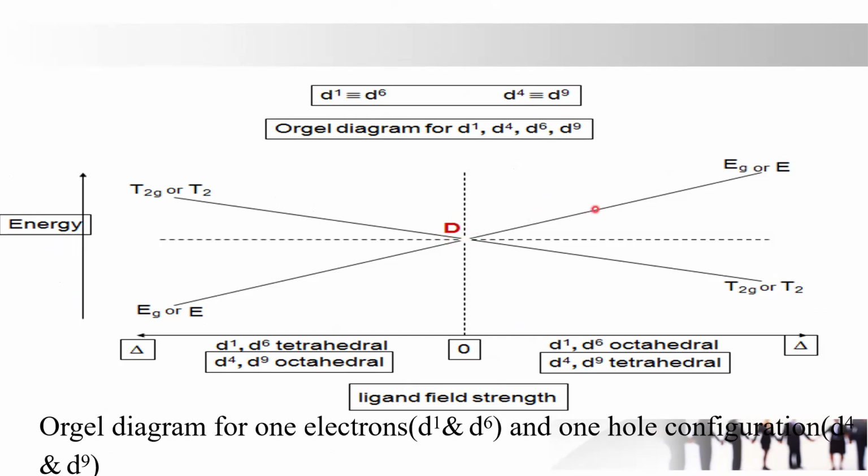Now, the D term splits into EG and T2G in the case of octahedral field. Octahedral field means E is at the top, the T2G is at the bottom. Here, see the D1 and D6 octahedral and D4, D9 tetrahedral on the right side. On the left side, D1, D6 tetrahedral and D4, D9 octahedral. The correlation diagram is shown. It is coming under one electron, one hole formalism.